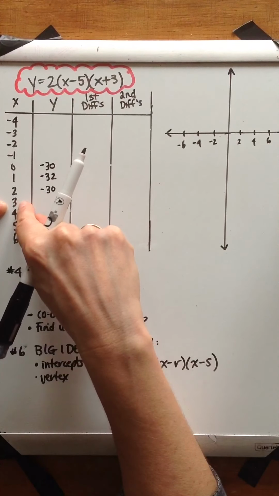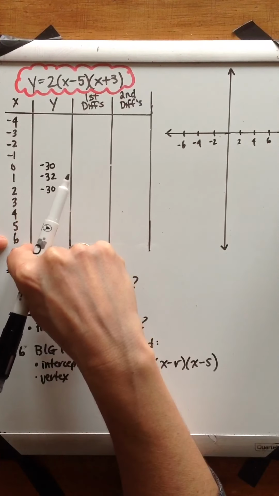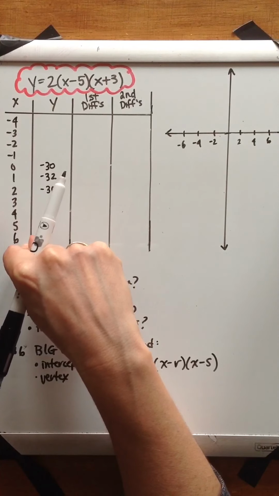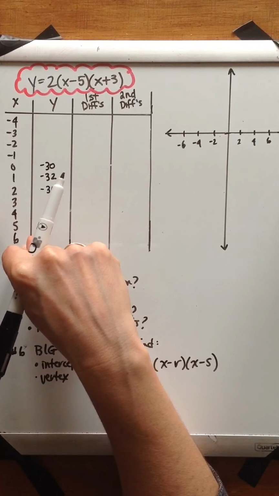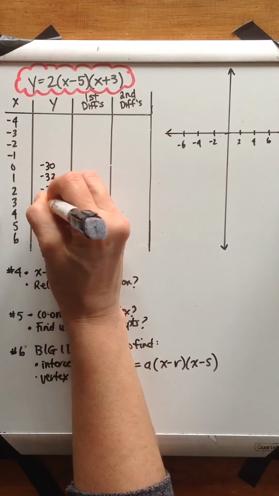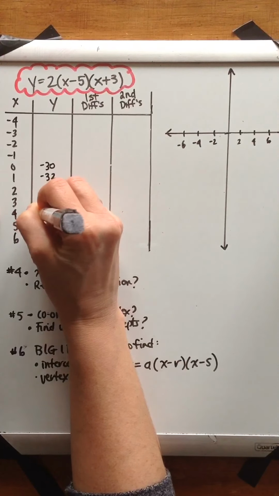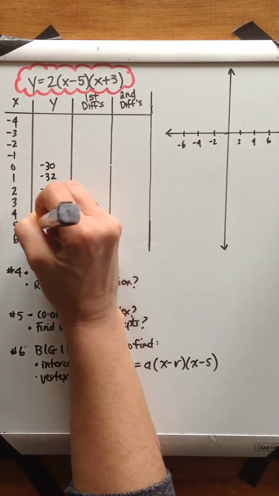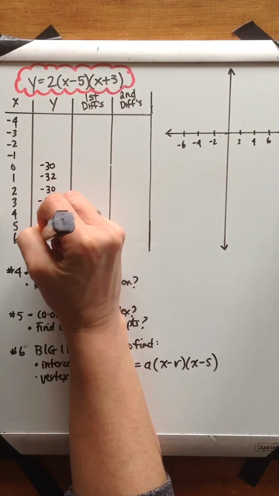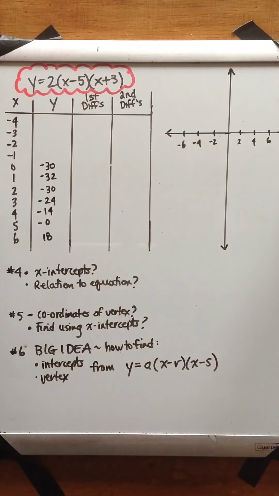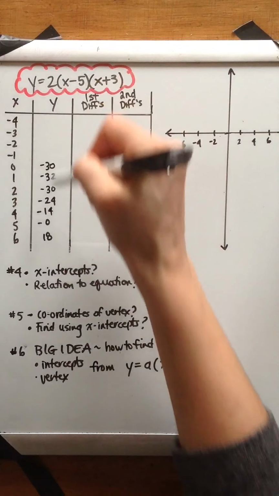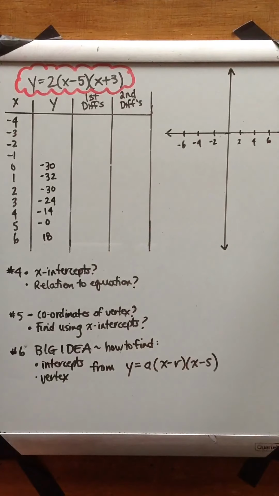Let's continue on putting in the values of 3, 4, 5, and 6. I invite you to pause the video and try it, and then come back and check your answers with me. All right, check your math versus mine. It's important that you can derive this and not just copy it down from me.